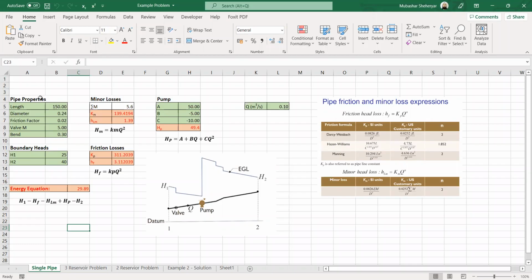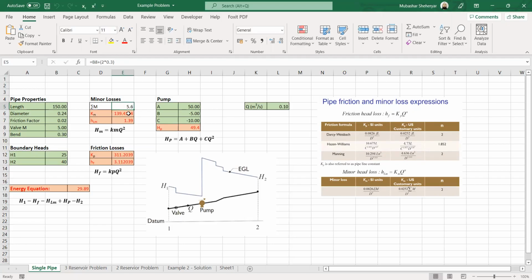So we know the properties of this pipe: the length, the diameter, the friction factor. We also know the minor losses that occur through the valve, and also the minor losses that occur at the bend. So the total minor losses is basically the summation of the minor losses through the valve plus two times the bends, because two bends occur in the fluid flowing through the pipe.